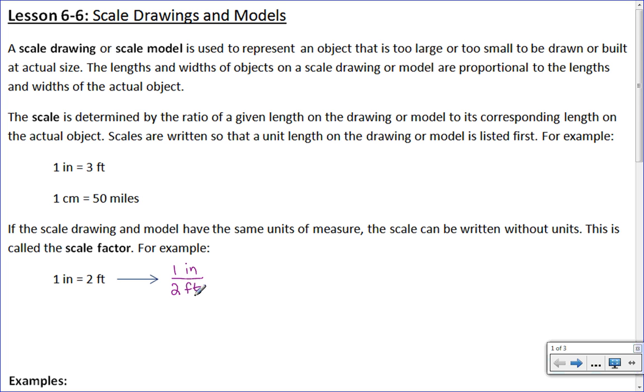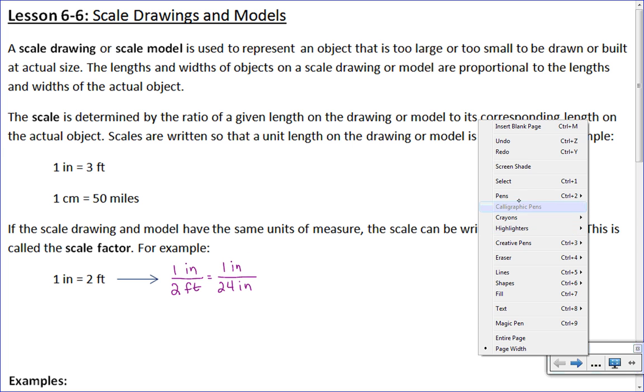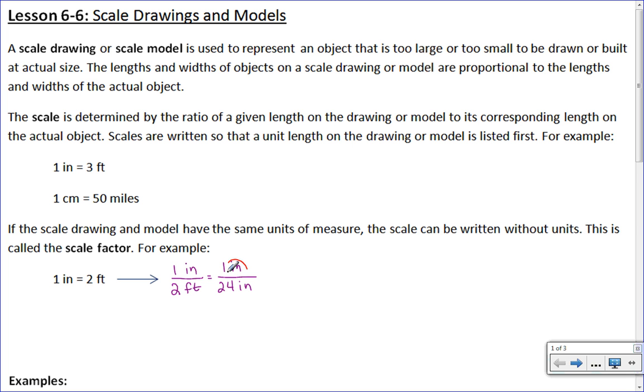And then if we want to change this so that they have the same units of measure, we'll just change the 2 feet so that it's in inches. So 1 inch over 2 feet, well, if there's 12 inches in each foot, 2 feet would be 24 inches. And now we see that we have the same units of measure. We have inches and inches. So then we can just write this as 1 over 24. Or we could say the scale factor is 1 to 24.